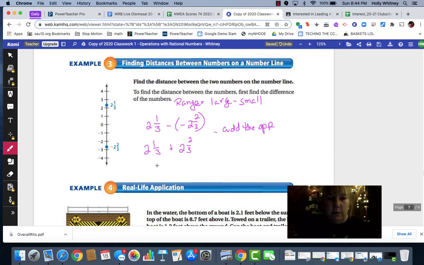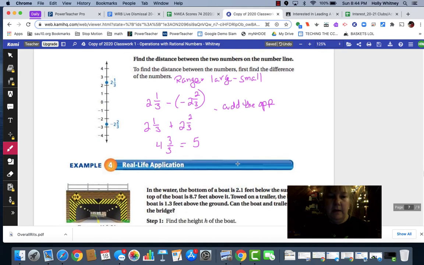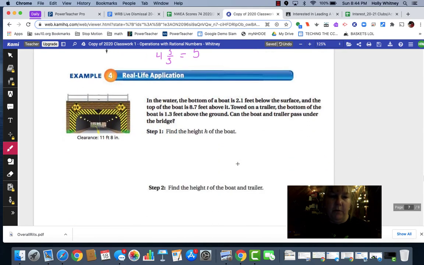So I add the whole numbers, I get a 4. I add 1/3 to 2/3, I get 3/3. So I have 4 and 3/3, which is just 5. Not so bad.